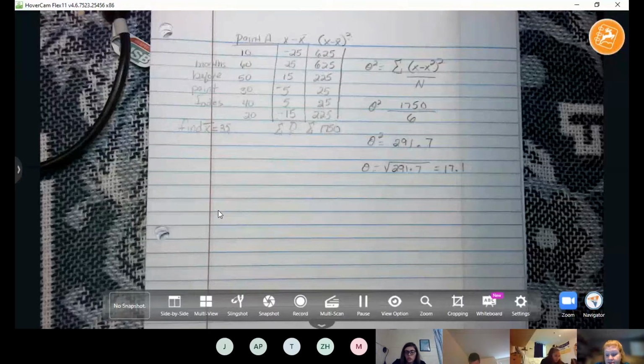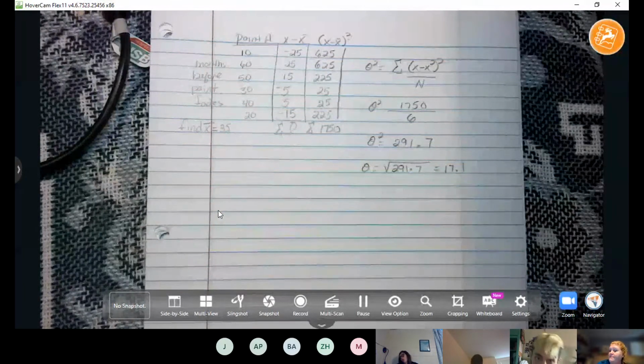Now this part of statistics is where the calculator is vital. You are going to need a calculator to do this part of statistics. A lot of things that we have done have not been very math intensive, but this part of statistics is going to be vital that you have access to a calculator. Any questions? I hope I've tried to make that pretty simple for you.